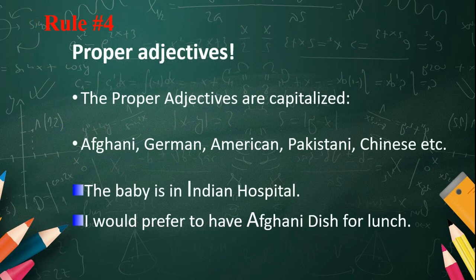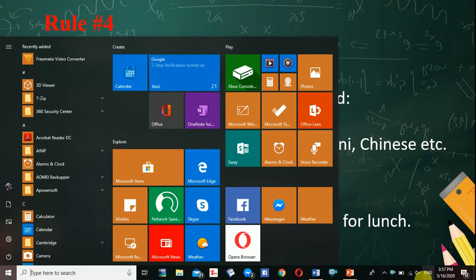Okay, now rule number 4. Proper adjectives. What are proper adjectives? The proper adjectives are capitalized. Before I explain the rule, I would like to say a few words about proper adjectives. So what are proper adjectives? Proper adjectives are those adjectives which are derived from proper nouns. How are they derived from proper nouns?